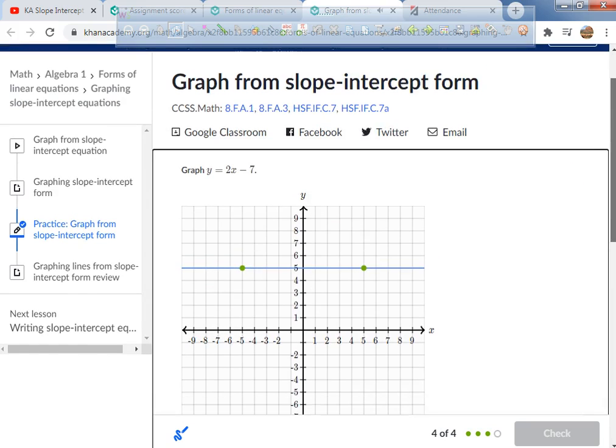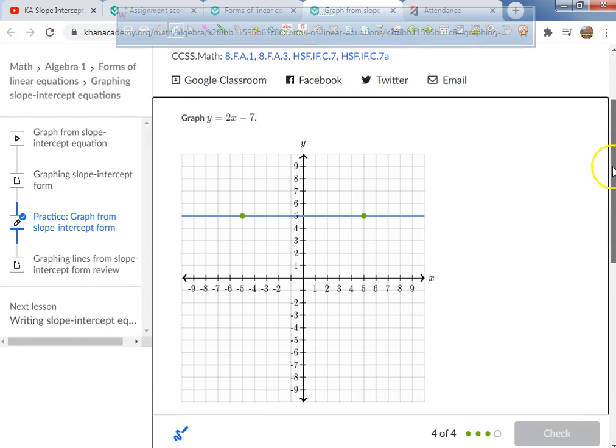Okay? What's the y-intercept on this guy? Negative what? -7. So you drop it all the way down, -7. What do you always do first? You put your y-intercept first.